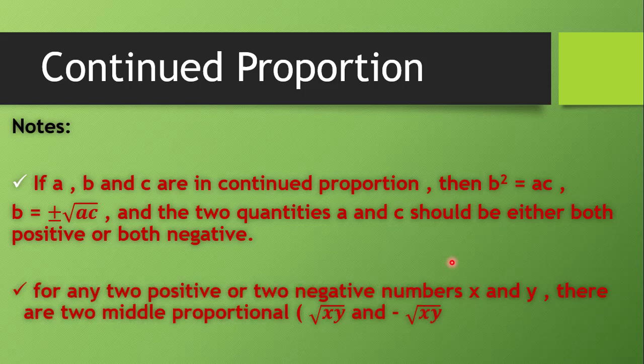So for any two positive or two negative numbers x and y, as a first and third proportional, there are two middle proportionals. The first one is positive root xy, the second one is negative root xy. So the middle proportional B will be positive or negative the square root of AC, first times third.